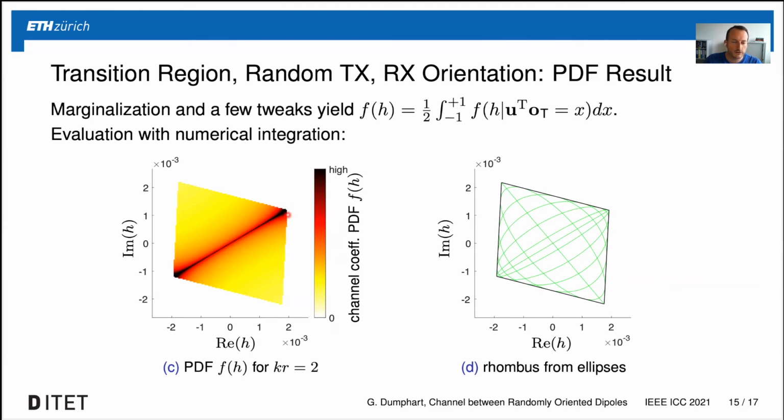And we note that it's a two-dimensional manifold like the ellipse. And this is the case in the near far-field transition here, where R is similar to a wavelength. And when the link distance is much smaller or much larger than a wavelength, then this rhombus would degenerate to a one-dimensional object. It would become a line.